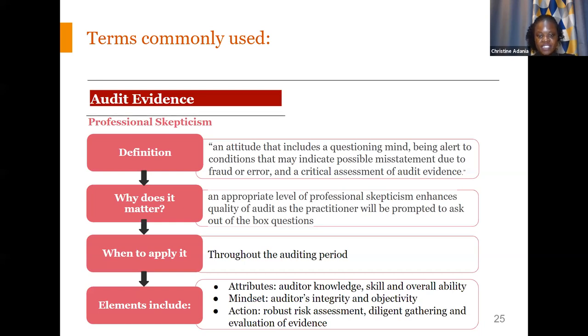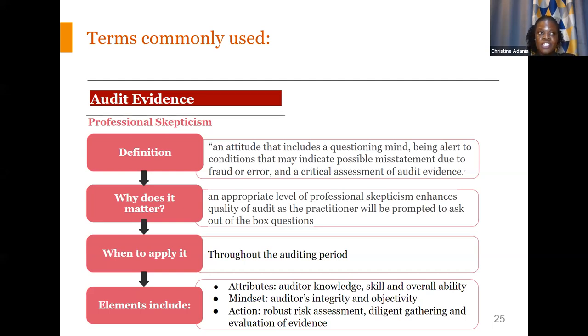Why does it matter? Because it enhances the quality of your audit. Yeah, and you'll be prompted to ask questions that you'd probably not have asked under different conditions. So if you see something that is perturbing you, that is out of the ordinary, a circumstance you're not used to, please go ahead, follow your instincts, ask the questions. If at the end of the day it doesn't generate something meaningful, then you don't lose anything, just a little bit of time. But if you miss it, there might be a huge impact to your audit, an impact that extends even beyond your audit.